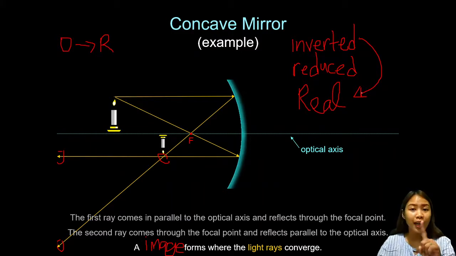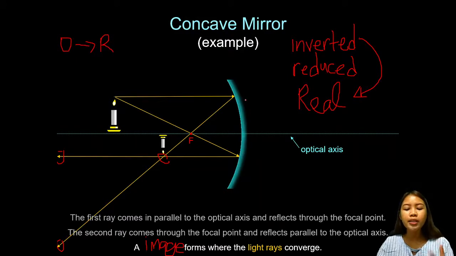Intindihan? So, kinanglan may coincide na siya sa mirror ta ha. Inverted, real, object side. Amo na siya permi ang tandaan para mabalaan mo nga real ng imong object. Okay? So, that's for our concave mirror.